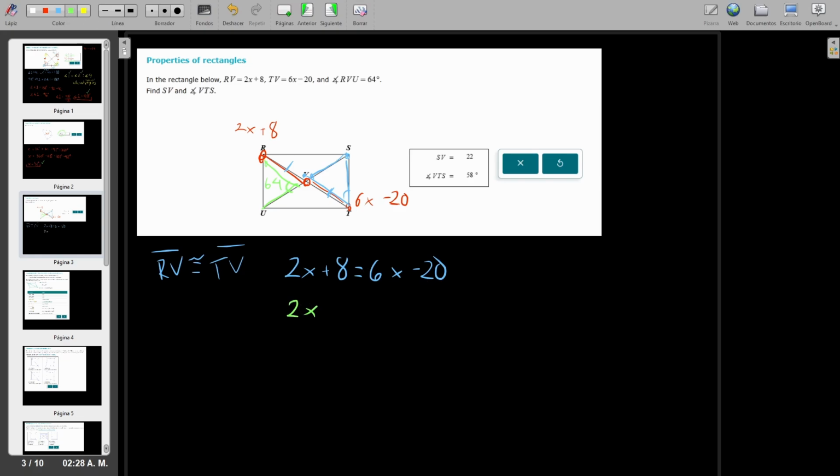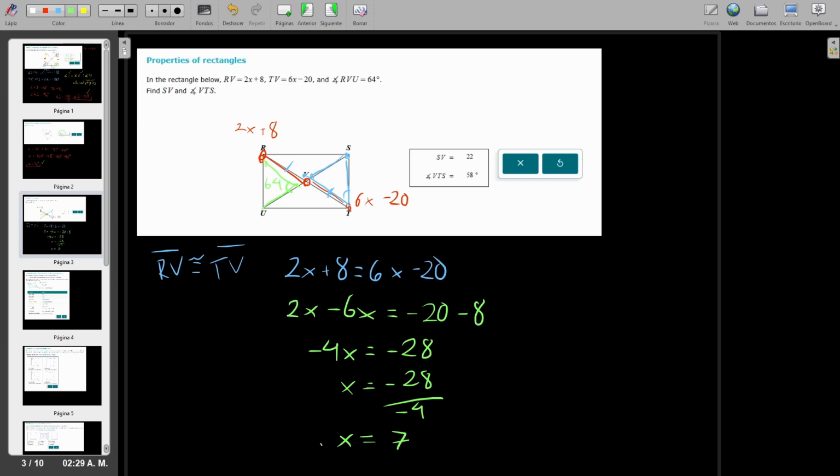We put all the x to one side and all the numbers to one side. It's going to be minus 4x equals minus 28, so minus 28 over minus 4 is going to be equal to 7. Okay, this is the value of x. X equals 7. Now we know that RB is going to be, this segment is going to be the same as this segment, SB.